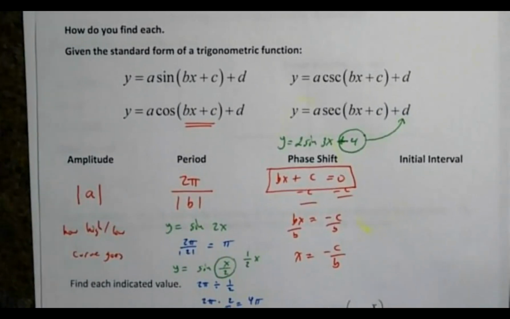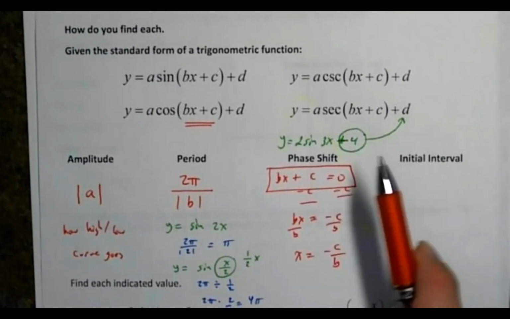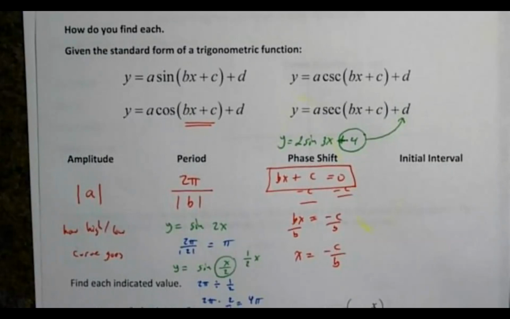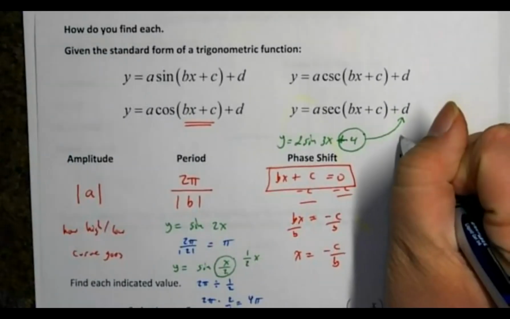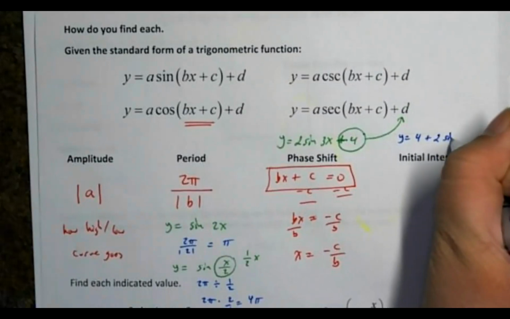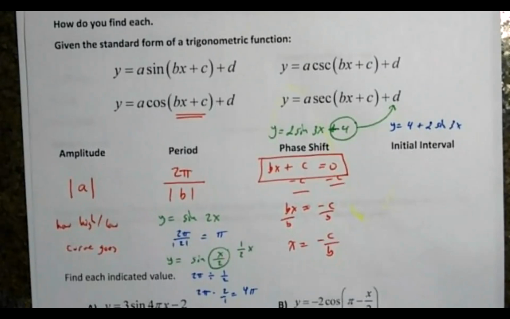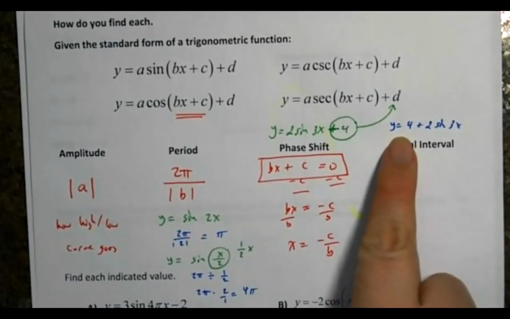Now sometimes they'll fix this so you don't make a mistake. They'll put the 4 in front. So what they'll do is make it look like this. Sometimes they'll go with y equals 4 plus 2 sine 3x. That way you don't make a mistake and think the 4 is in parentheses. Okay, they'll do that sometimes.